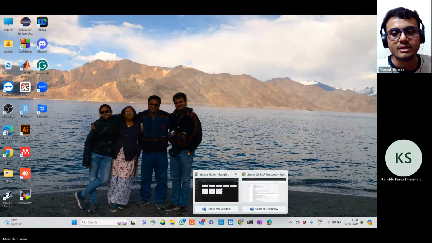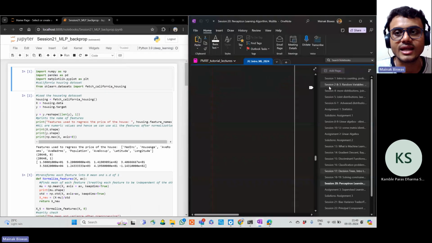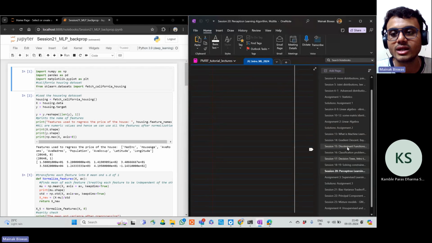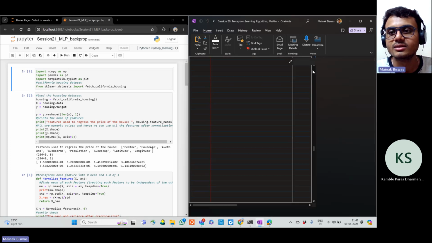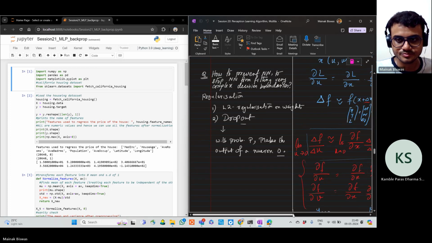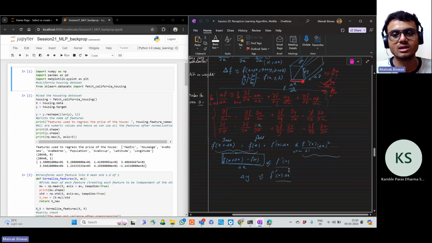Okay. I'll share my screen. I hope you can see my screen. Now this is where I implement my neural network. I'll just keep my notes to the side so that you can have a look at it. Yes, here it is. Let us see when it will come up. We'll be starting.